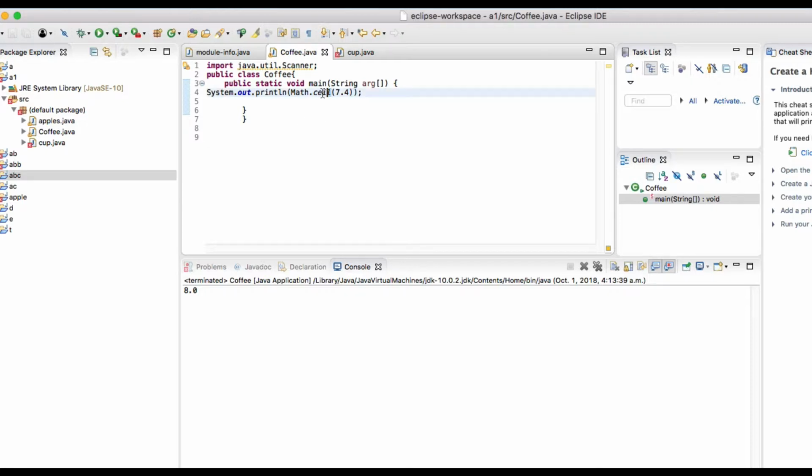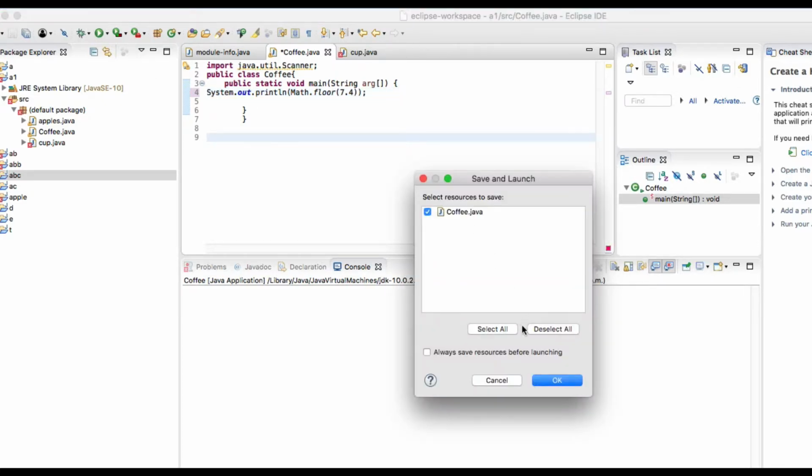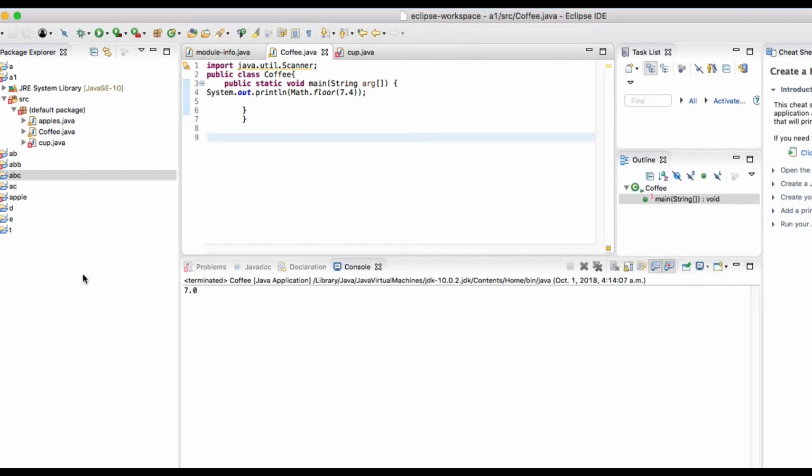And the floor is the opposite of that. If we put floor, it should be 7. Okay, now let's proceed. It's 7, and that is ceiling and floor.